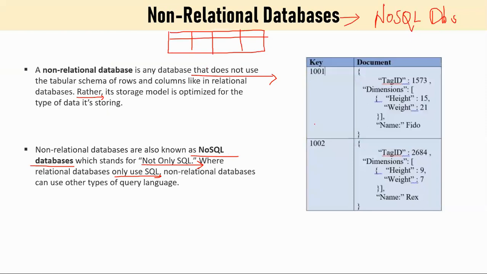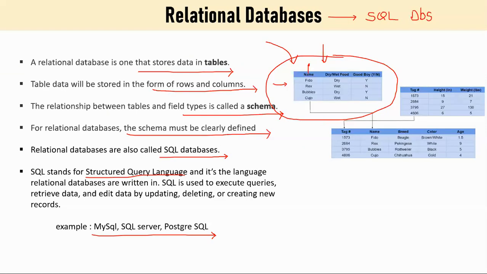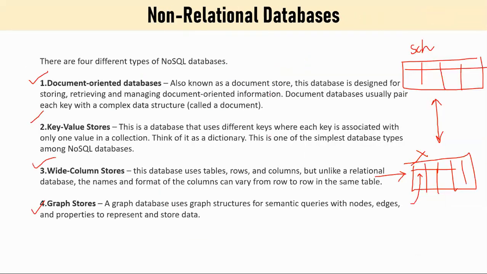Okay, in relational databases, you only have one type, that is tabular data. But when you go to non-relational databases, you have 4 types. One is document databases, where the data is stored in the form of documents: document 1, document 2, document 3. So non-relational databases have 4 types, and one such type is the document database, where the data is stored in the form of documents.